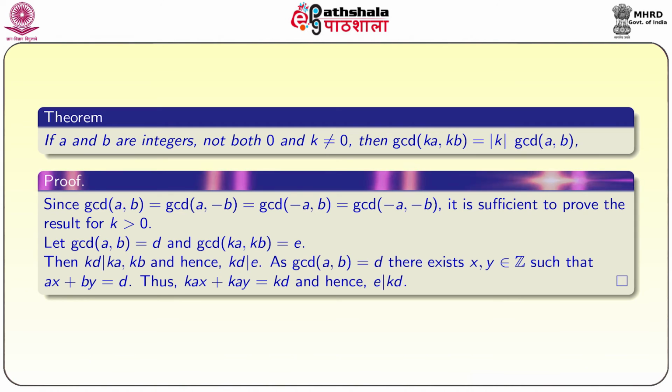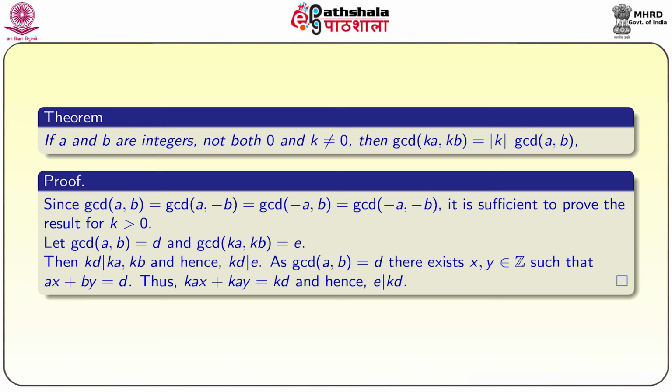The proof again is straightforward. It just follows from the fact that gcd(a, b) is equal to gcd(a, -b), which is equal to gcd(-a, b) and gcd(-a, -b). So it is sufficient to assume that k is greater than 0. So it is sufficient to prove the result gcd(ka, kb) is equal to k times gcd(a, b) whenever k is greater than 0.